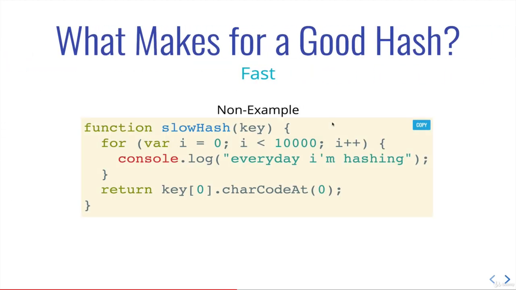So let's just quickly run through those. Here's an example. This is a bad example, which is why I wrote non-example, of a slow hash function. We don't want this. All that it does is at the beginning, it loops 1,000 times, 10,000 times, and just prints something out. And then it does the hashing. All right, that's silly, but we want to try and keep things quick and fast. We don't want to have to loop a ton of times. We want something that is constant time. So we're going to write some of our own hash functions in just a bit, but keep that in mind. We want it to be fast.